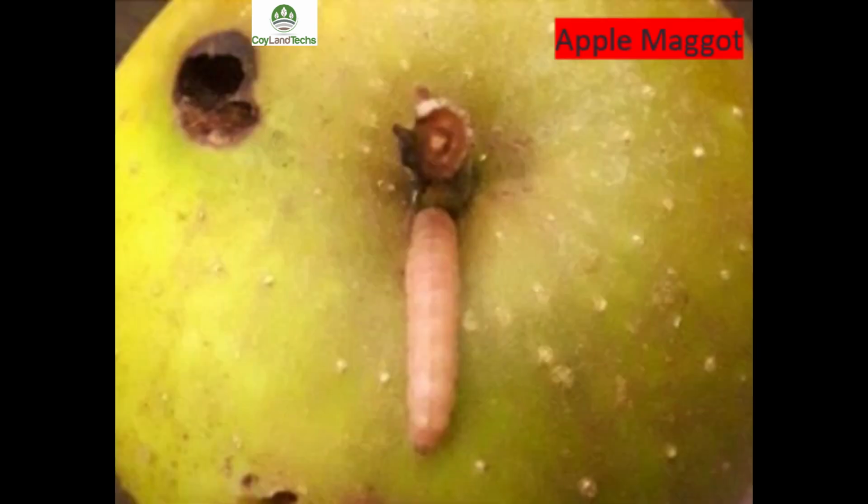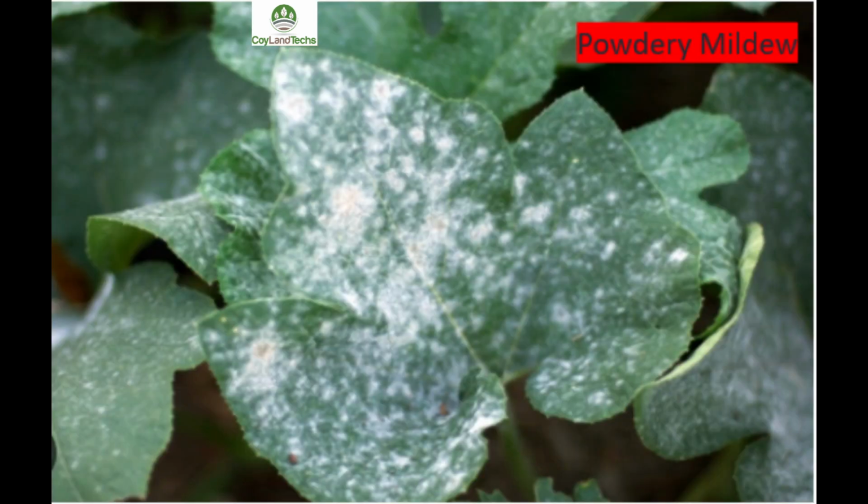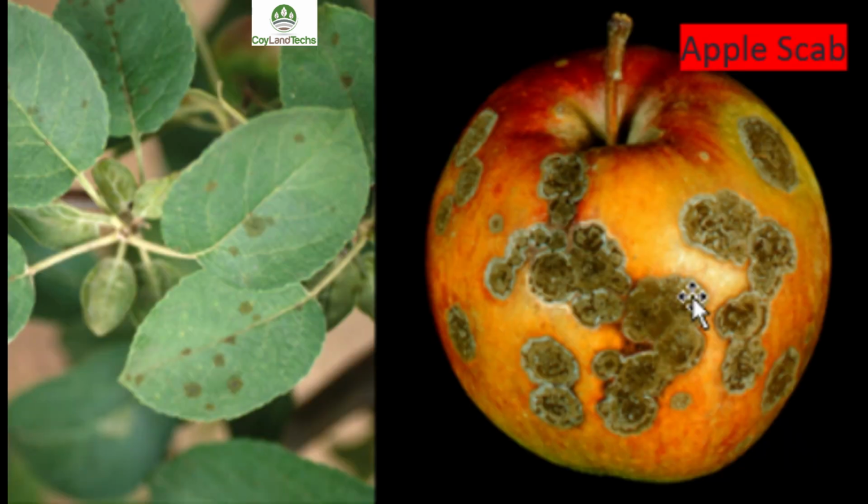Common pests and diseases affecting apple trees include aphids, apple maggots, powdery mildew, and apple scab.